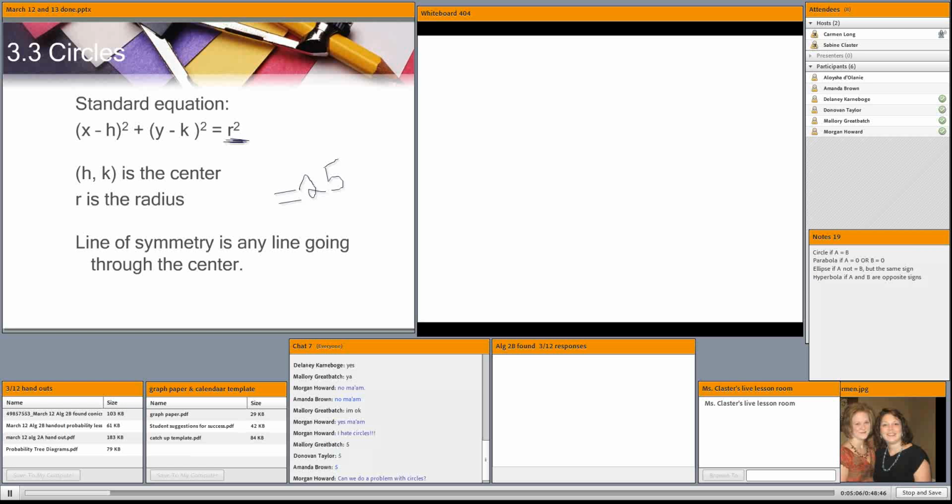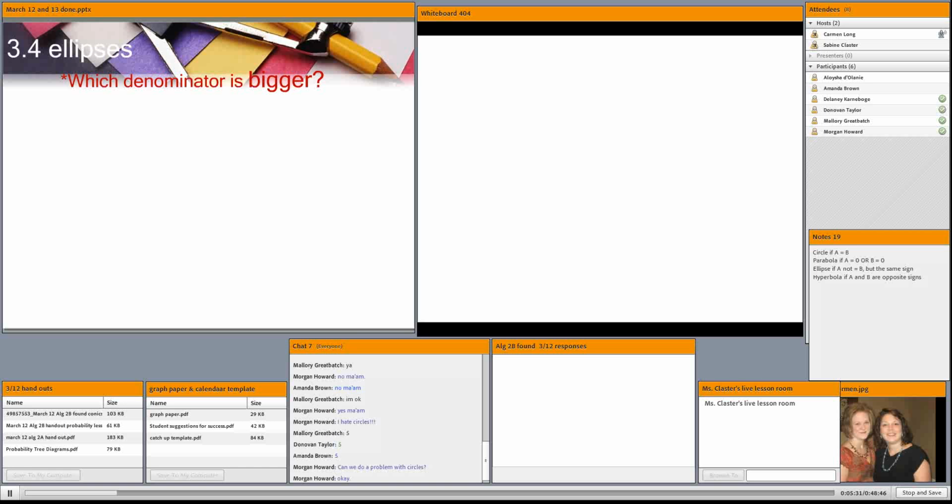All right, ellipses. The key thing to remember to know which way the ellipse opens is which denominator is bigger. That tells you which way the ellipse opens. If the x has the bigger denominator, the ellipse opens this way. If the y has the bigger denominator, let's pretend that's an ellipse, it opens this way.